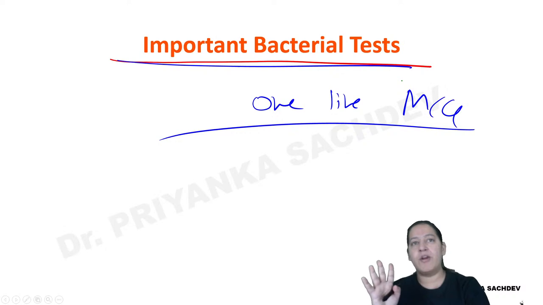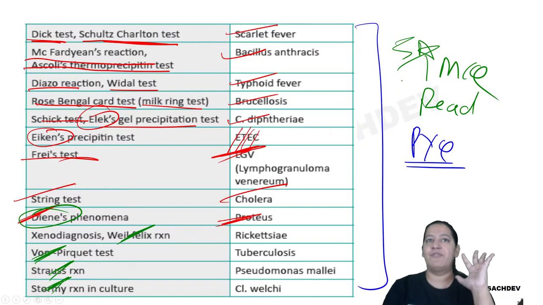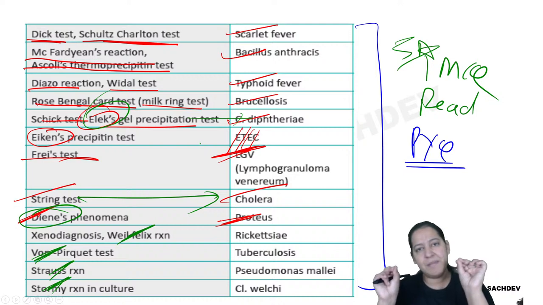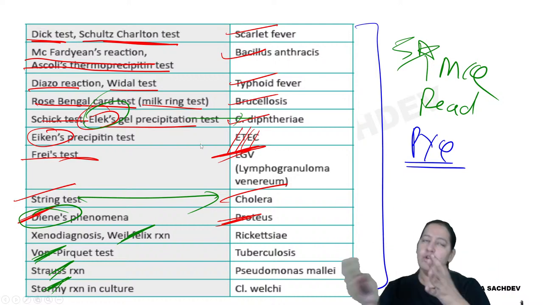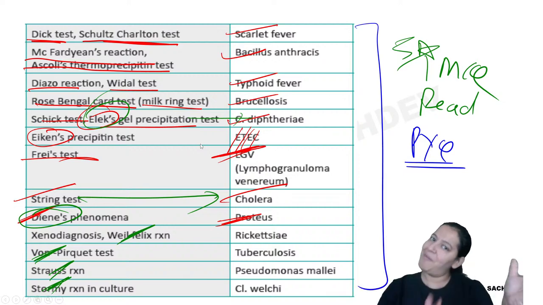So this is the table for important tests of the bacteria. So various bacteria, which test? If I say any test, string test, it should come to mind immediately, ma'am, it is cholera. Elek gel precipitation, it is diphtheria. So you should be able to answer it. Even if someone wakes you from sleep and asks any test, you should be able to answer it. And you should know the principle of all of them, the diagram of all of them.